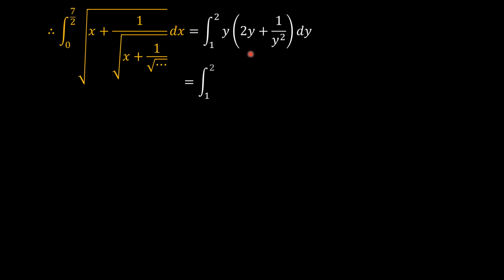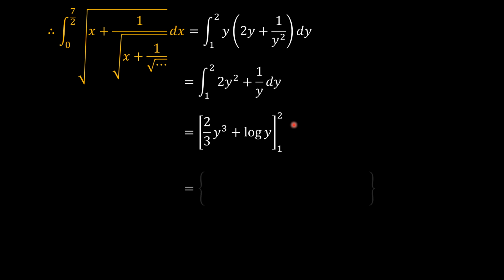So having arrived there, it means that now we have an integral from y equals 1 to 2 of 2y squared plus 1 over y, which becomes 2 over 3 y cubed plus the natural logarithm of y, with the limits of y equals 1 and y equals 2. So, since this is continuous in this domain, we just go ahead and say 2 over 3 times (2 cubed minus 1 cubed) plus log 2 minus log 1.